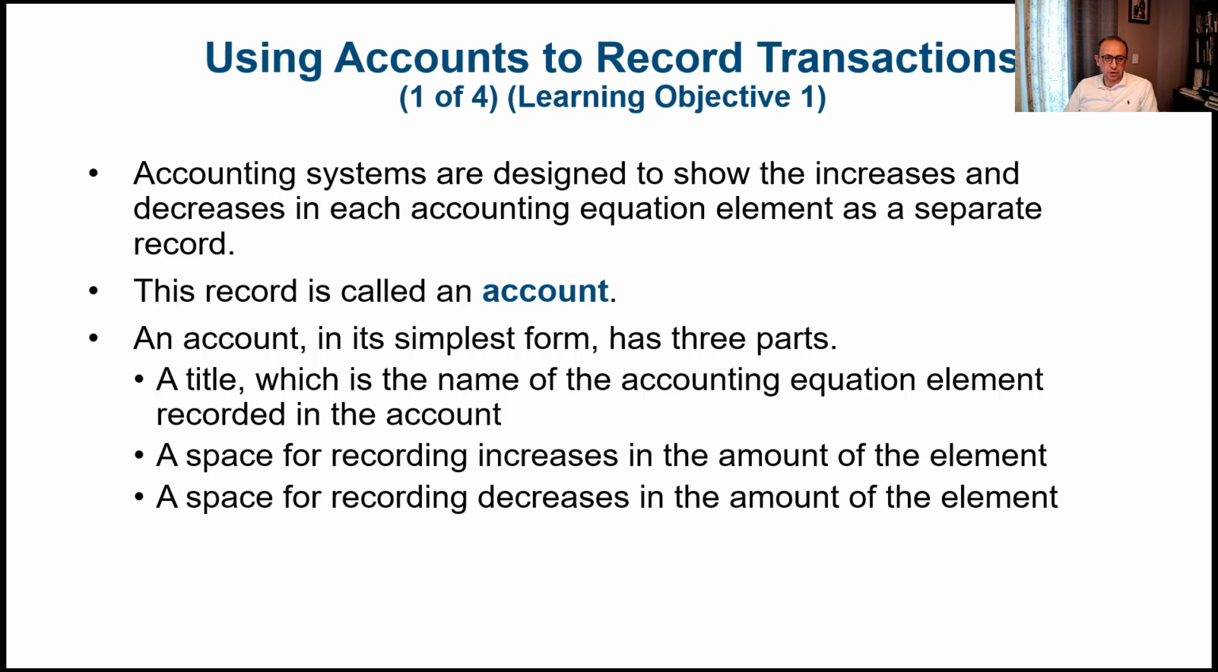Another part of the account is a space for recording increases in the amount of the element and another space for recording decreases in the amount of the element. Because think about cash, for example. There are things that would increase the amount of cash and there are things that would decrease the amount of cash. So there's a separate space where we record these increases and another space for recording the decreases in the amount of cash.